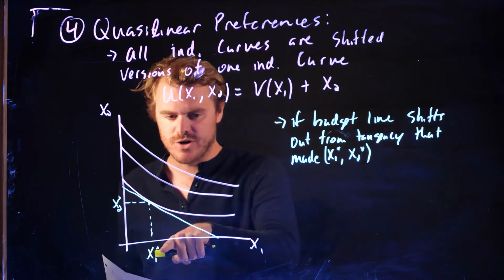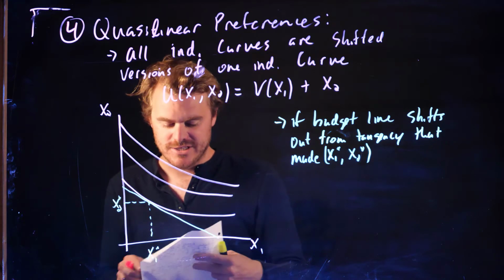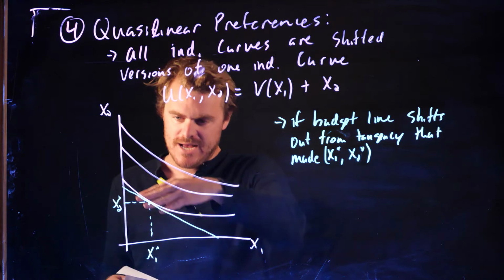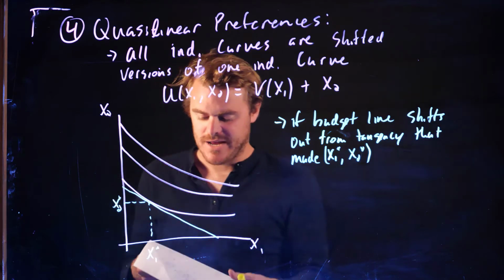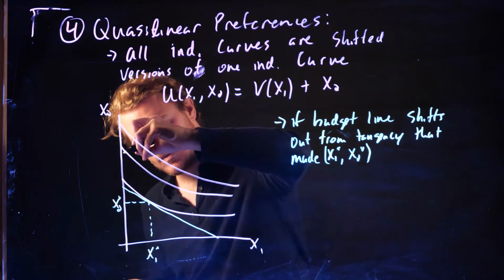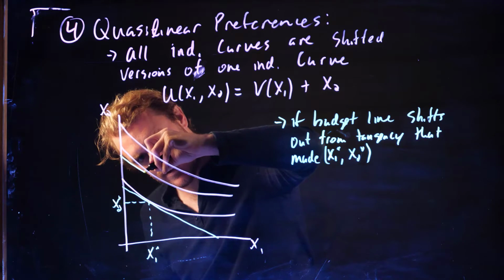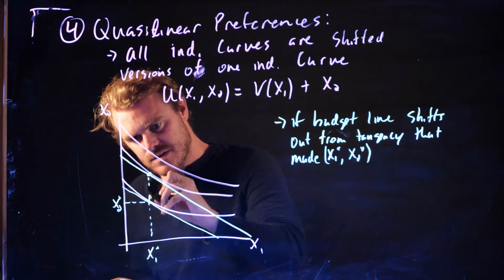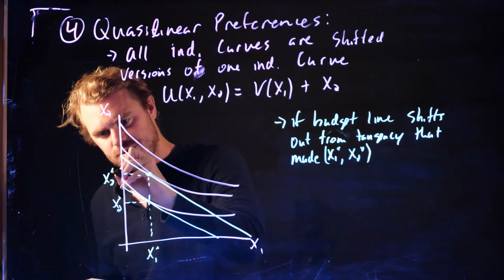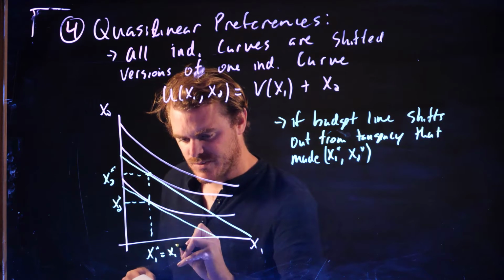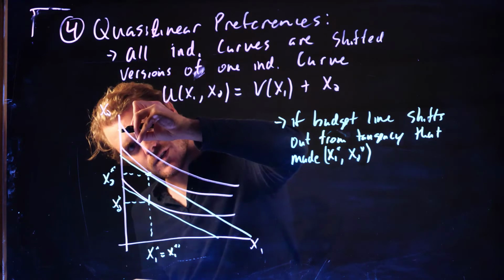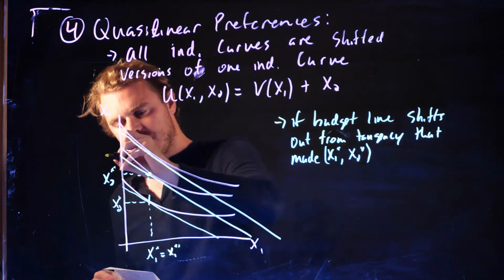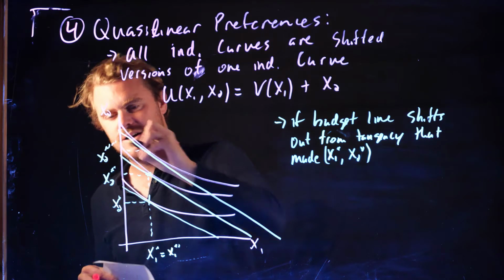The amount of one of the goods is not going to change. We're getting the same amount of one of the goods regardless of income. So we shift it out. x2 star star, and this is the same as x1 star star, and so on and so forth. x2 star star star.